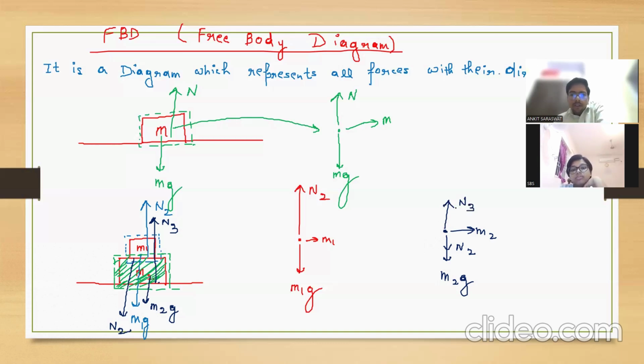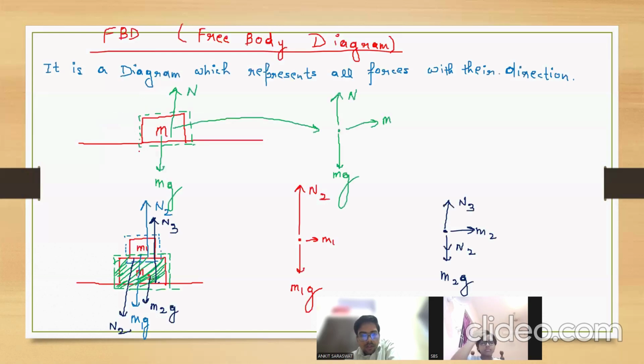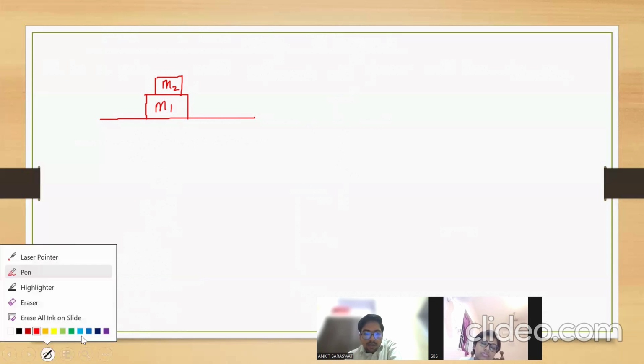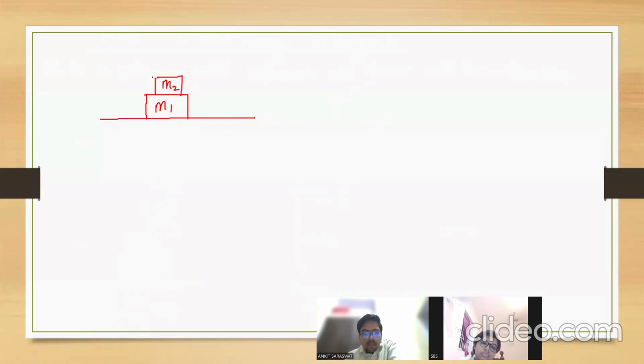See, the same question is there, but now I'm taking M1 and M2 as the system. This is M1, M1 is above, M2 is down. No worry. Now if I take this entire thing as my system, this is my system.